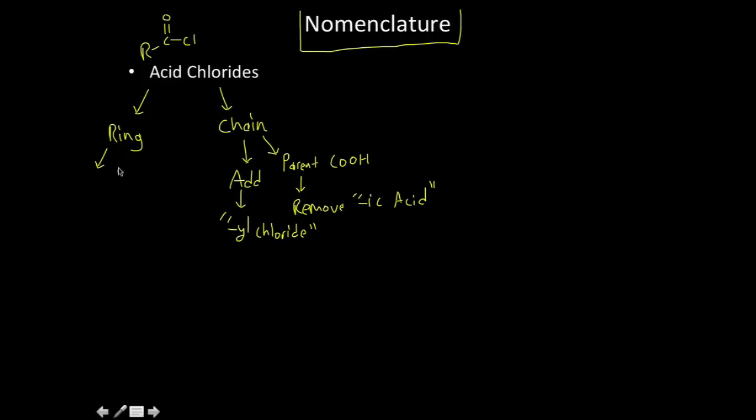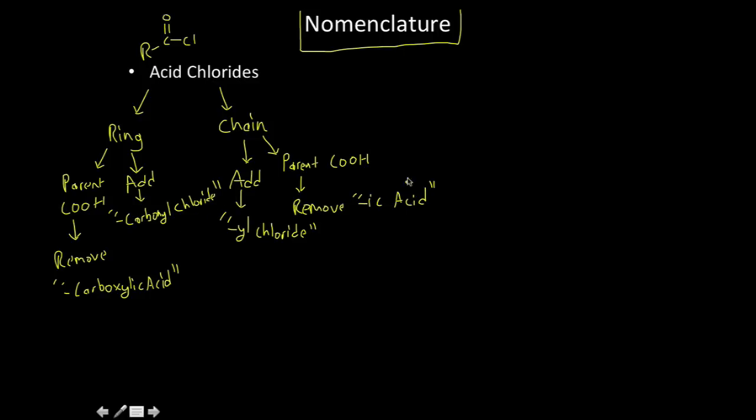Okay, so now I want to talk about a ring, and I'll give examples of each of these because that's really the only way to learn this stuff, is to do practice problems. But if we have something that's a ring, we do the exact same thing. We name ourselves our parent carboxylic acid. When we talked about nomenclature of carboxylic acids, we simply remove the suffix of carboxylic acid. And after we've done that, we simply add the suffix of carbonyl chloride. Hopefully you can see that.